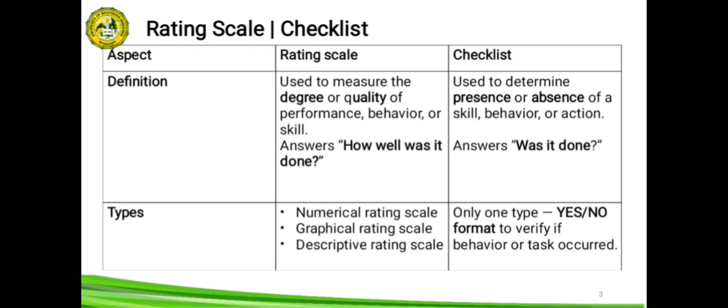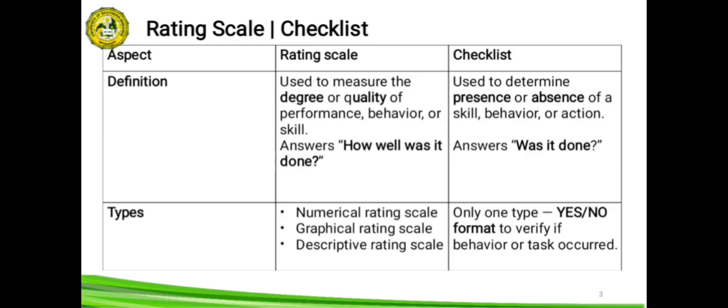A checklist, on the other hand, simply tells whether a particular task, behavior, or requirement was done or not done. It answers the question, was it done? The focus is on completion or presence of required elements, not on the level of quality, because sometimes teachers only need to verify whether the students have completed all requirements or followed procedures by checking each part or step and marking if it was done.